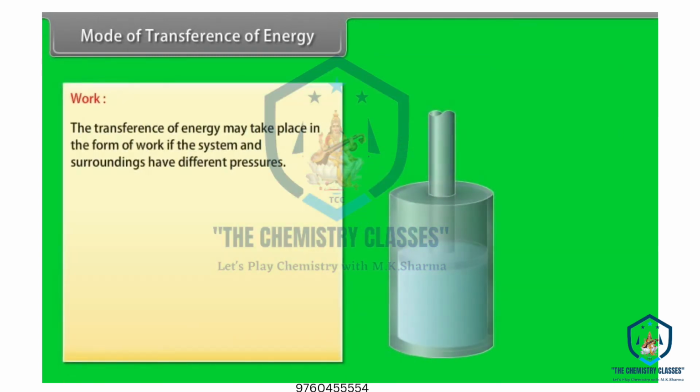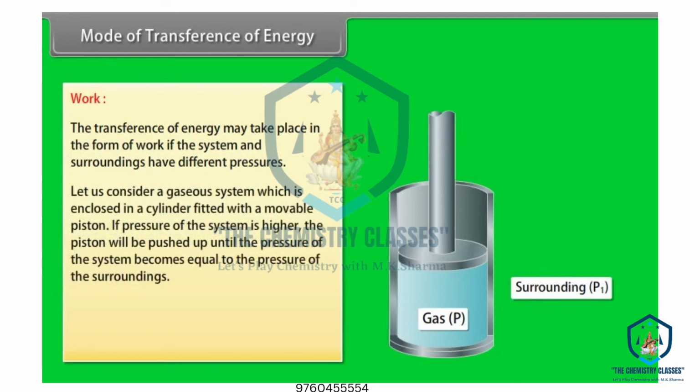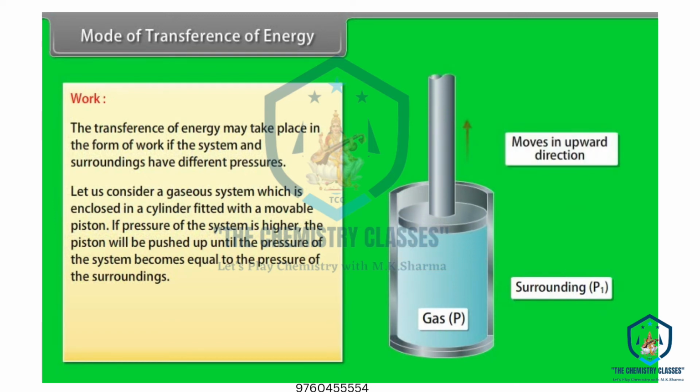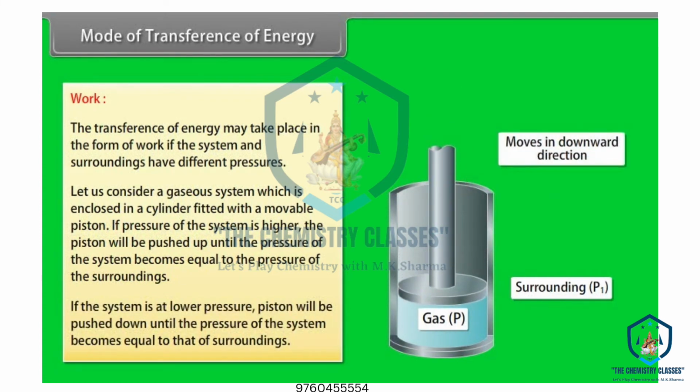Work. The transference of energy may take place in the form of work if the system and surroundings have different pressures. Let us consider a gaseous system which is enclosed in a cylinder fitted with a movable piston. If pressure of the system is higher, the piston will be pushed up until the pressure of the system becomes equal to the pressure of the surroundings. If the system is at lower pressure, the piston will be pushed down until the pressure of the system becomes equal to that of the surroundings.